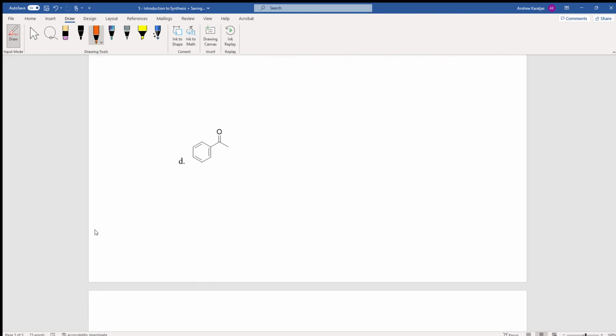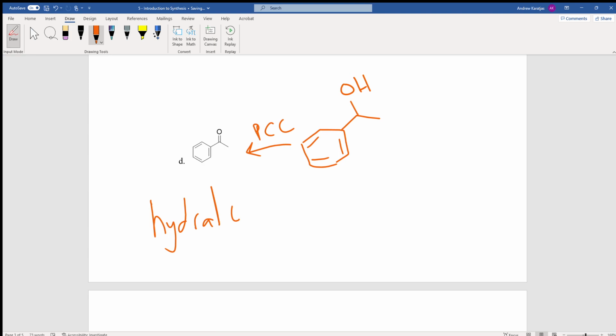And finally, in part D, we see we have a ketone. And the most straightforward way that we know to make a ketone is through oxidation of an alcohol. We have at this point learned one other method, which is the hydration of an alkyne. And that certainly could be a valid method here, but definitely a less common solution.